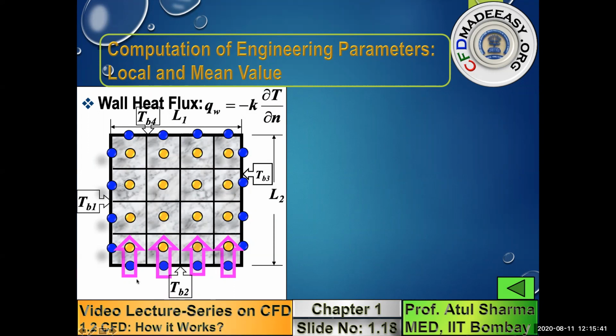Once you obtain Qy at these 4 boundary grid points, you can multiply by the respective surface area and then sum it up, which is a numerical integration.